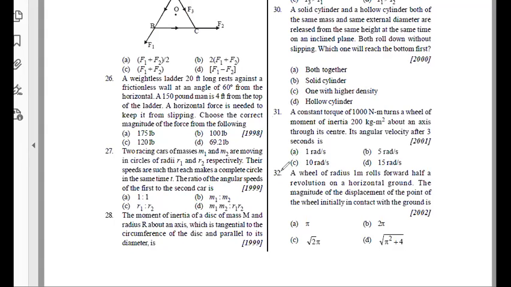Guys, 32. Try it. A wheel of radius 1 meter rolls forward half a revolution on horizontal ground. The magnitude of displacement of the point of the wheel initially in contact with the ground is... It is a very easy problem, but students make mistakes. That's what I'm saying. No Manoj, no Vishnu. You guys are wrong.